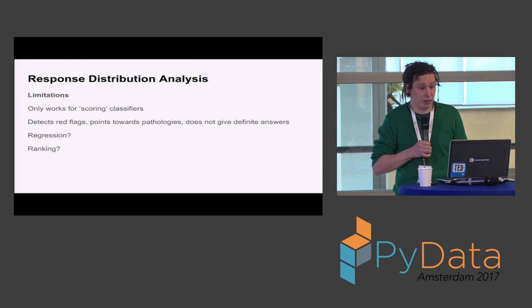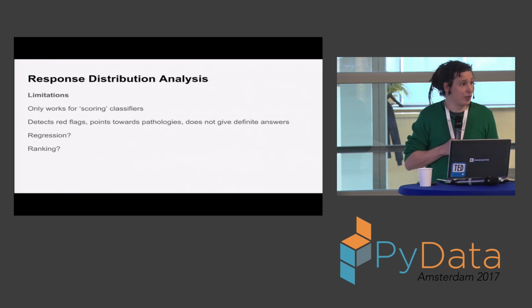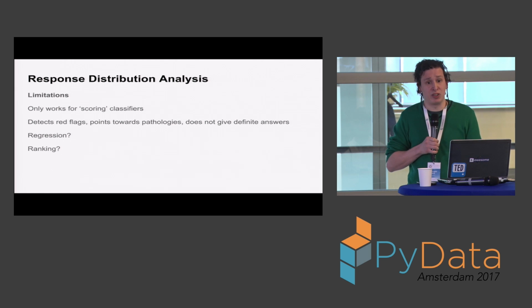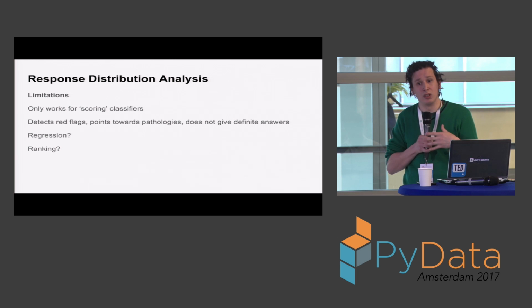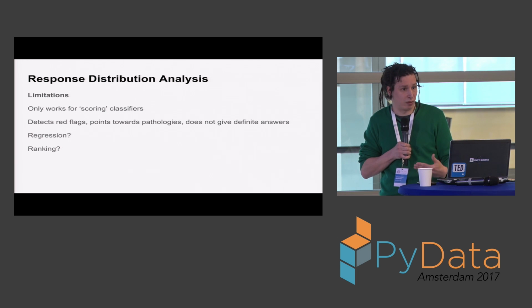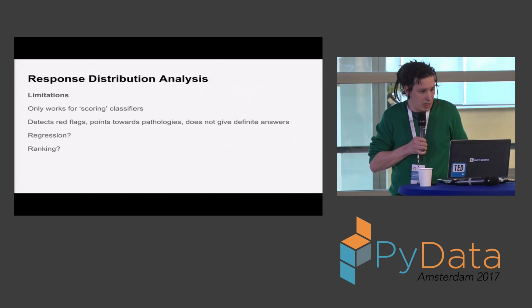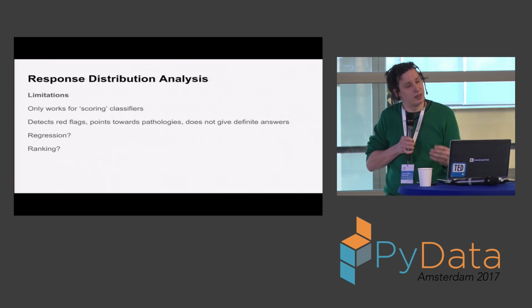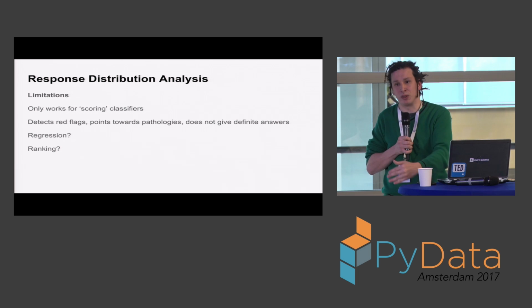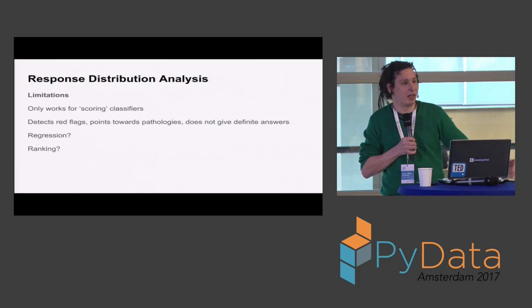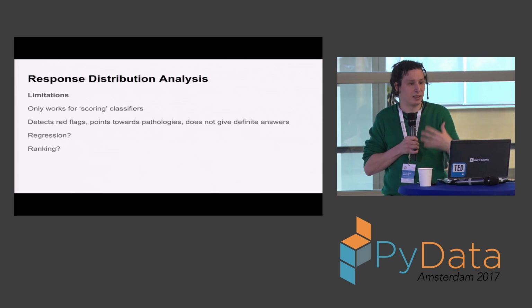Some limitations, of course. It only works for scoring classifiers. If you have a decision tree, this won't help you, because a decision tree doesn't give you a score. I mean a decision tree, not a random forest. I know it's not very common, but it's one case in which you cannot use this tool. And it only detects red flags. It points in the direction of pathologies. It won't tell you exactly what to do. It won't really tell you, hey, you have an overfitting problem, fix it, or decrease lambda. No, it will only help you to say, hey, there's something fishy.